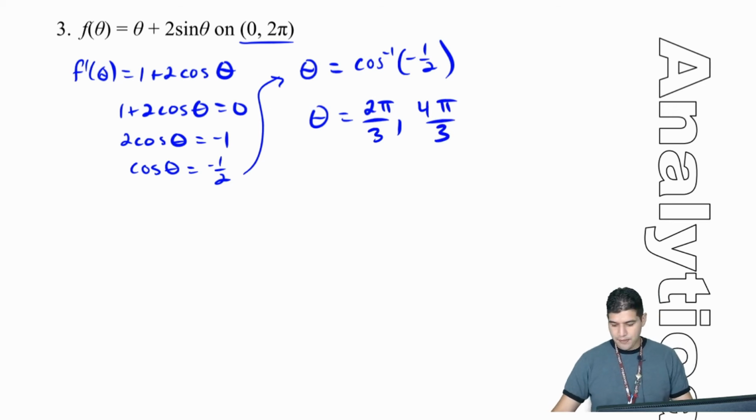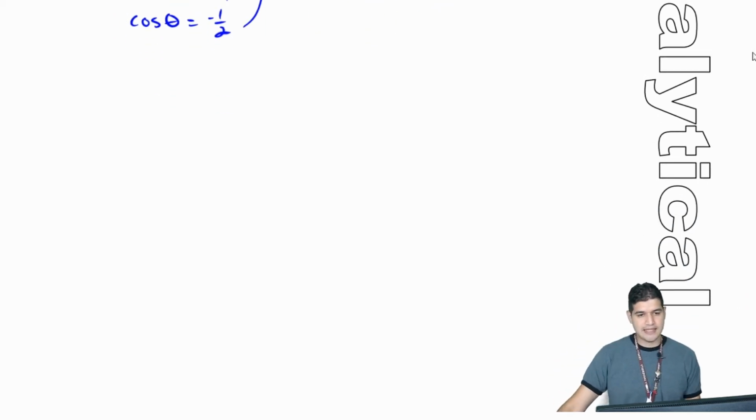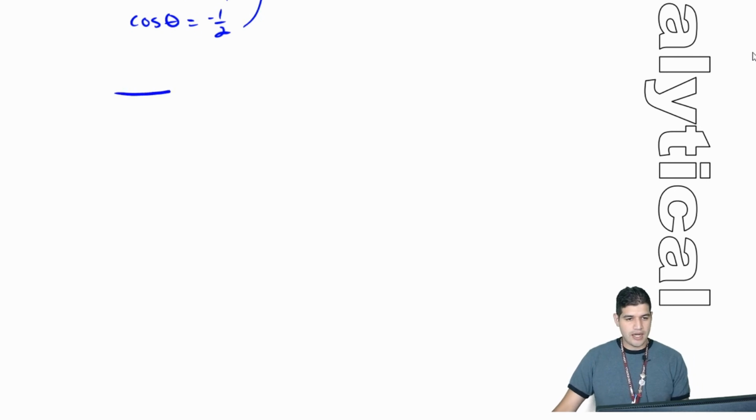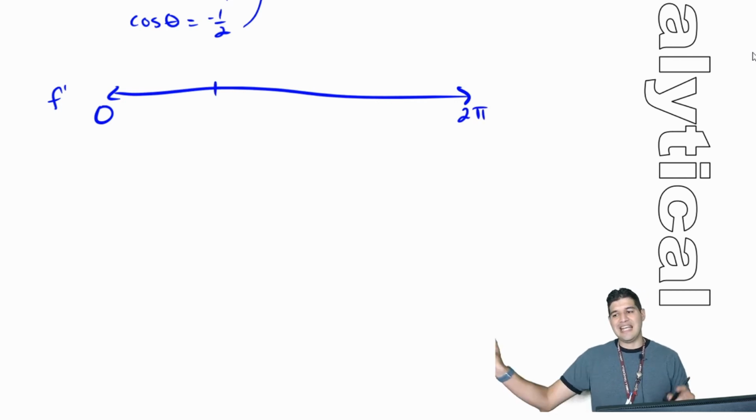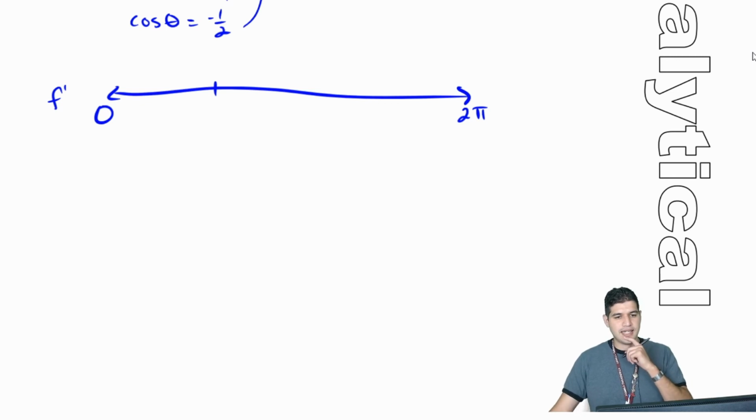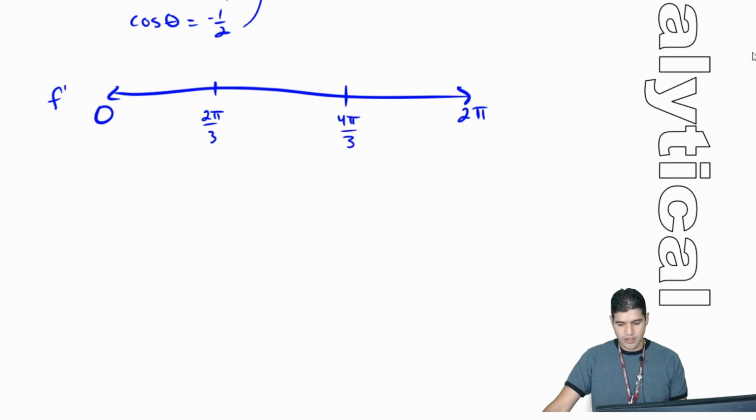All right, so the same thing, we want to keep our handy dandy sign chart going. So let's draw that out. This is going to be f prime, and keep in mind that we're really only going from 0 to 2 pi, so this is not negative infinity to positive infinity this time. Let me put in the zeros that I just found. I found 2 pi over 3 for my first critical value, and my second one came out to be 4 pi over 3.